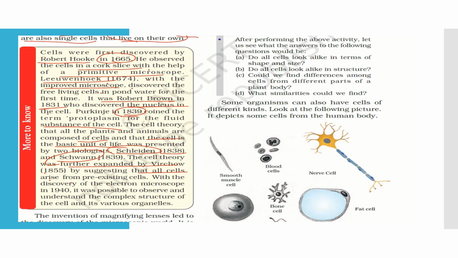Now, with the discovery of the electron microscope in 1940, it was possible to observe and understand certain complex structures of the cell and its various organelles. So it came from 1665 till 1940. It was a continuous process, one discovery after the other. So this is what we should know, how the cell theory came into being and how, gradually, after several experiments, in 1940 it was possible to observe the complex structure of the cell and its organelles, right?